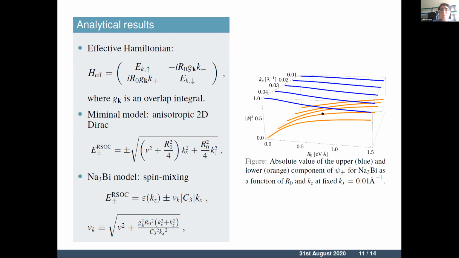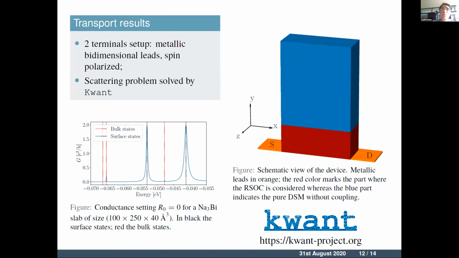Here you have a plot of the two components of the general surface state in the chiral basis. As you can see, for increasing R0 and increasing momenta, the states are more mixed. In order to study the effect on the transport, we obtain the conductance in a two-lead device.